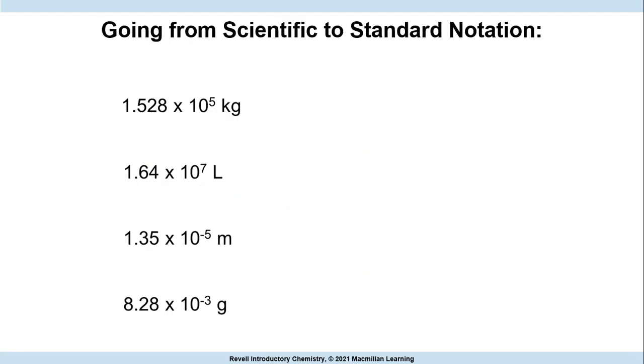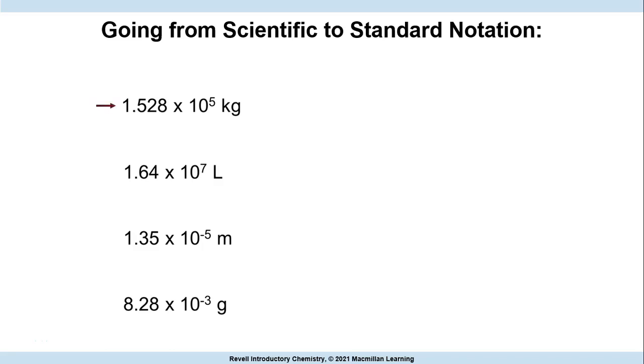Now let's see how we can move from scientific notation to standard notation. For example, here we have 1.528 times 10 raised to the power 5 kilograms. So when you see this, you know that the value that we are going to have is going to be big. So we are going to be moving to the right. Whatever we have here, we are going to be moving 5 places to the right in this first example.